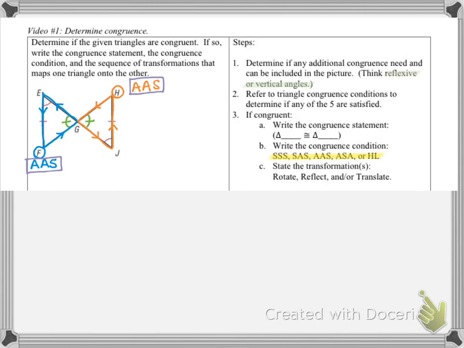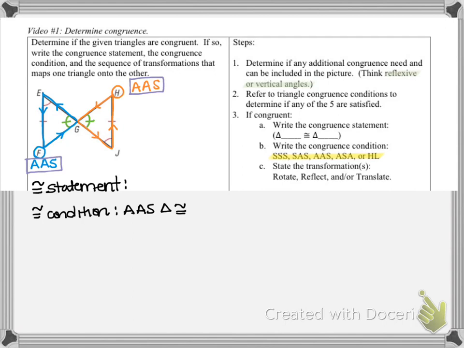All right, so I need to write, well, I've already got my reason, so I may as well go ahead and state my reason here. So my congruence condition, all right, so I've got my congruence statement. Well, that's going to be naming the triangles, so I'll come back to that one in a minute. I do know my congruence condition, though. My congruence condition is the AAS triangle congruence that I just figured out, and I got it to work for both of the triangles.